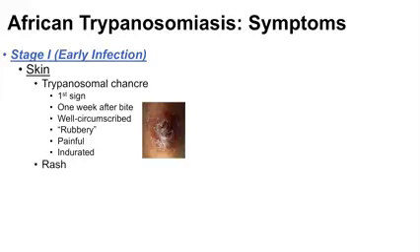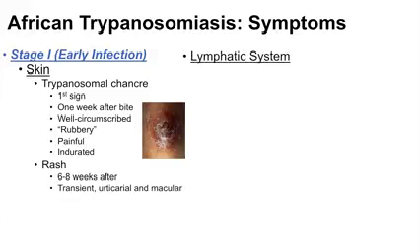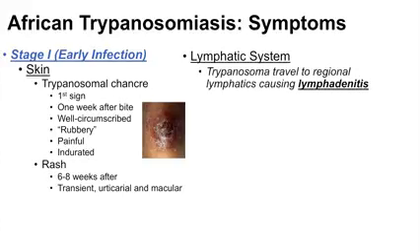Now, there's also a rash that can occur as well, a trypanosomal rash, and the rash typically occurs within 6 to 8 weeks after the initial infection. It is transient, urticarial, and it's macular. And the lymphatic system can be involved as well in the early stages of infection. So the trypanosoma travel to regional lymphatics. So once they are taken up into the body, they can travel into the lymphatic system in regional areas, and it can cause lymphadenitis, so an inflammation of the lymph nodes.